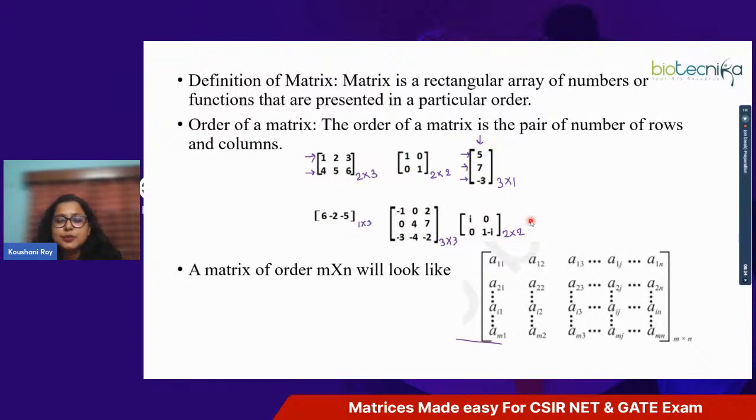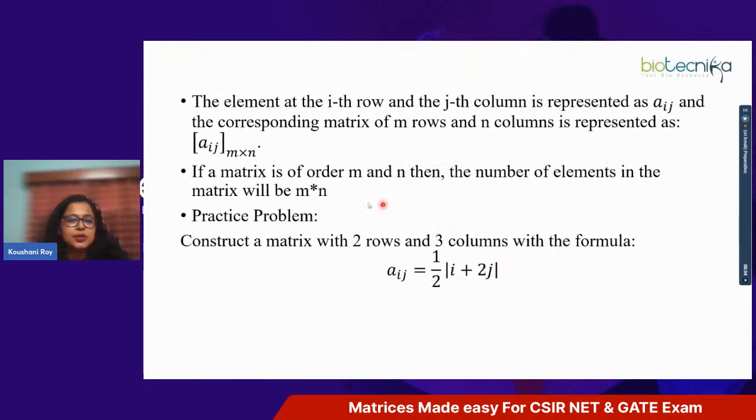Okay, so let us come to this matrix. The order is 3 cross 3, so the result is 9, and there are a total of 9 elements in the matrix. So that is how we can count the number of elements present in a matrix. So now there's a practice problem, we can say, to construct a matrix with two rows and three columns with this particular formula. So how can we construct a matrix with this formula with two rows and three columns? Okay, so let us see what this matrix will be.